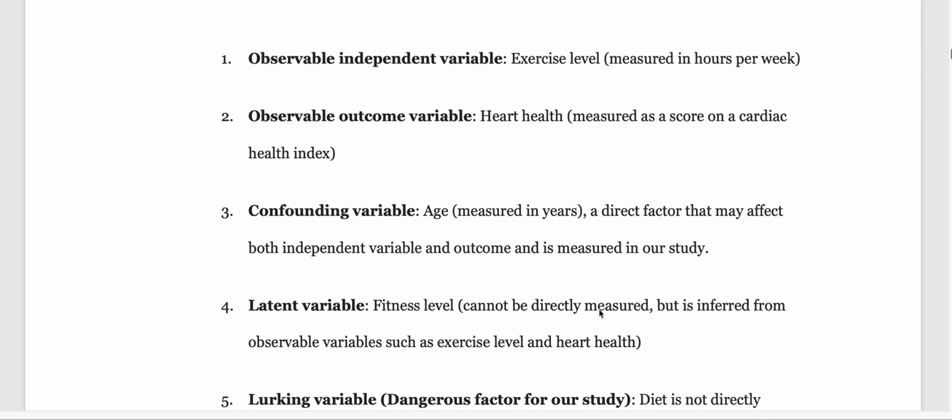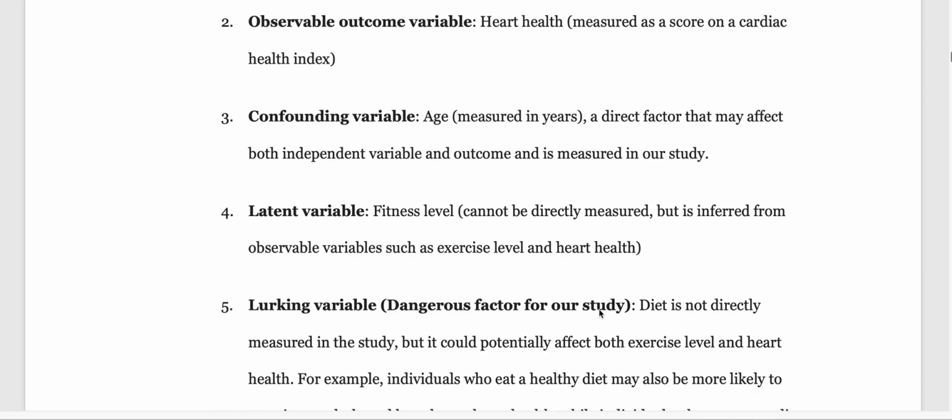Confounding variables, these are different types of variables. The first is the observable variable, which we can observe. Take the example of exercise: we can observe it based on hours. The observable outcome variable is heart health, measured as a score on a cardiac health index. The confounding variable is age, measured in years, a direct factor that may affect both the independent variable and the outcome, and it is measured in our study.